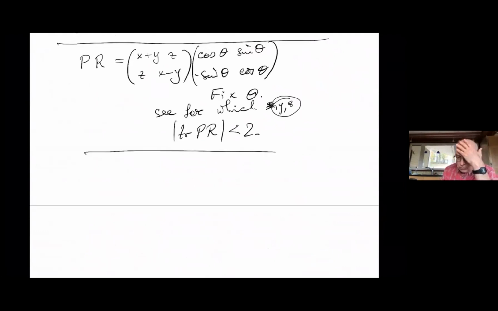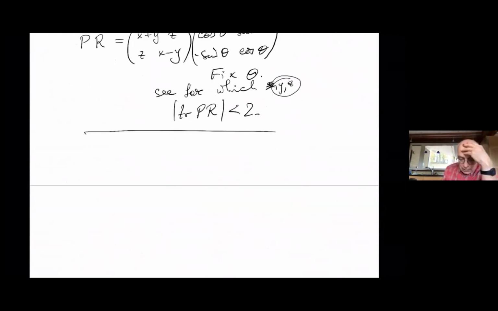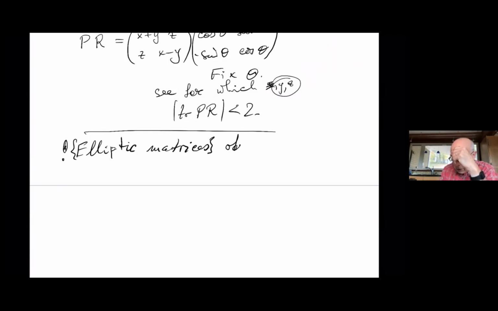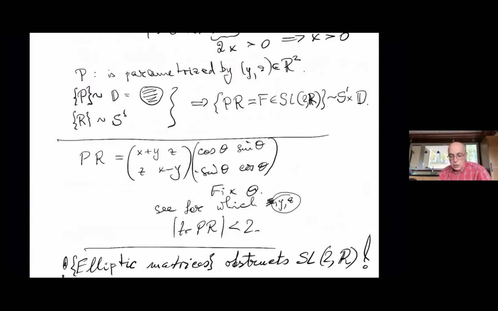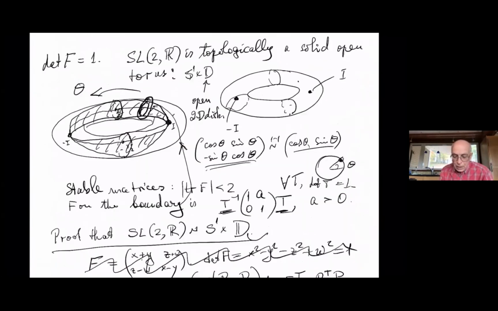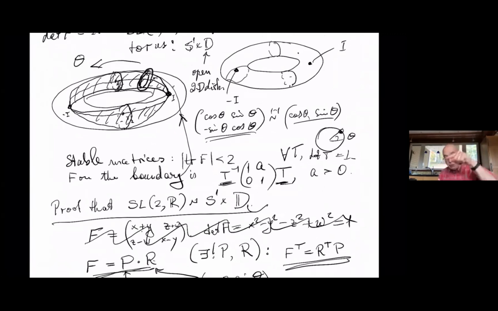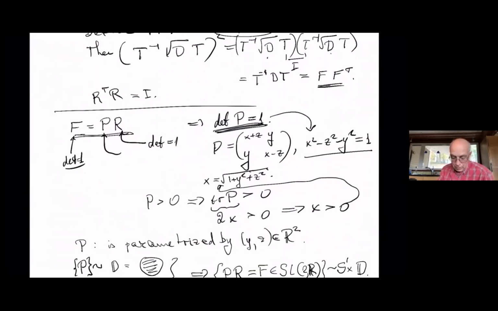Okay, I am saying too much. Let me just say one little item. The set of elliptic matrices obstructs the torus. In other words, if you take a matrix whose PR, whose rotational part, goes around the torus, that matrix must pass through the stable set. So this is what I'm claiming. And the proof is trivial.